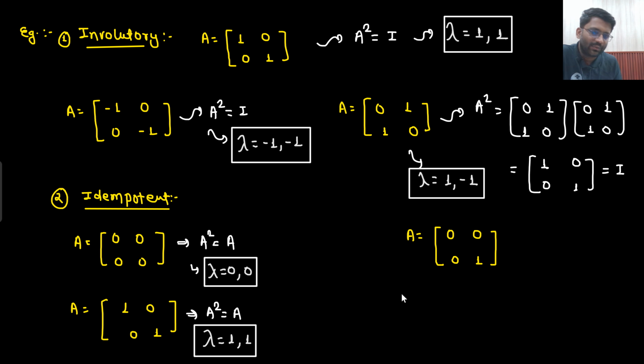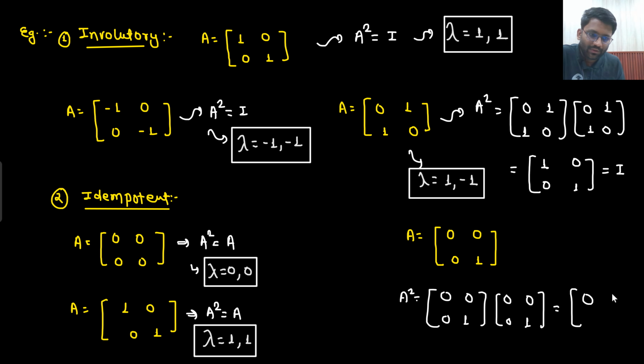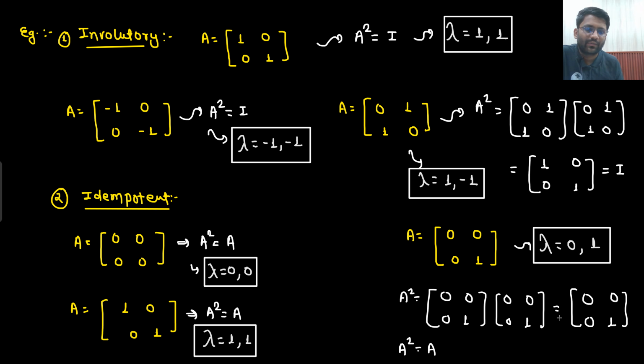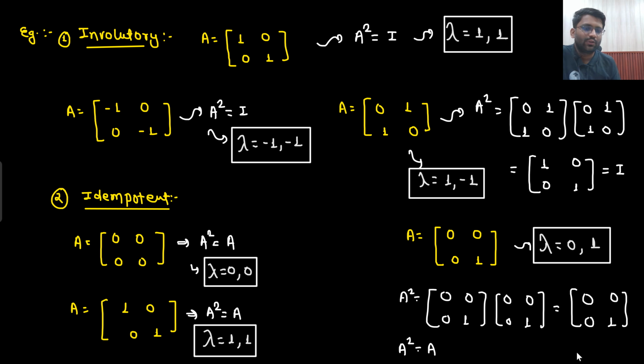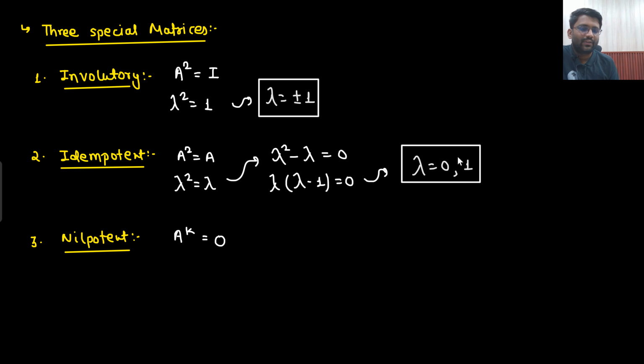And let's take this example. Let's do the A square. What will you get? 0, 0, 0, 1. Do the square of it. 0, 0, 0, 1. What are we getting? 0, 0, 0, then 0 and 1. So A square equals A. And if you check the eigenvalues, they will come out to be 0 and 1 only. So the eigenvalues are 0 and 1. Right? So eigenvalues will be either 0 or 1. Here 0, 0 is also possible, 1, 1 is also possible, 0, 1 is also possible. Understandable? So you apply the Cayley-Hamilton theorem and this is what you get.